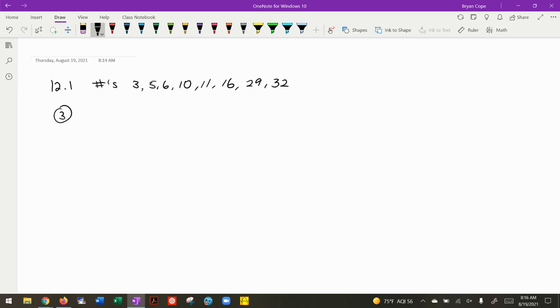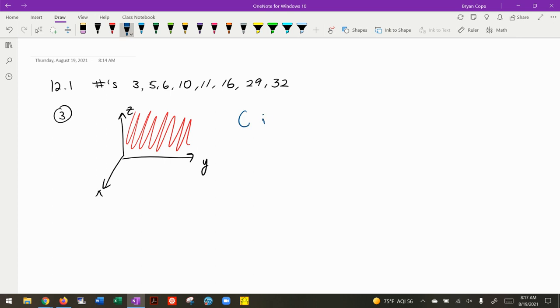The question says, which of the points A, B, or C is closest to the YZ plane and which point lies in the XZ plane? So if we take a look at the typical XYZ drawing that we had from class yesterday, we're asking which one is closest to the YZ plane. I'm going to color in the YZ plane. To be closest to that, you need to have the smallest X coordinate, or I should say smallest absolute value actually. So C is closest to the YZ plane because it has the smallest X value in terms of absolute value.